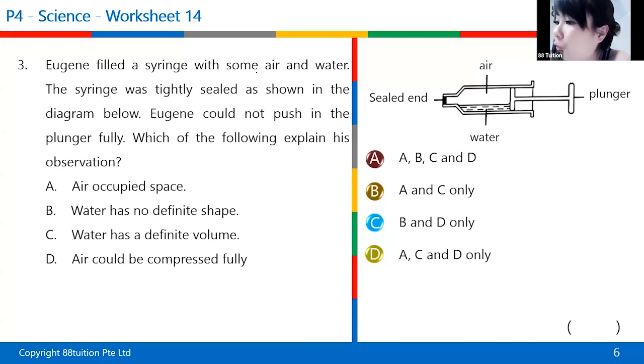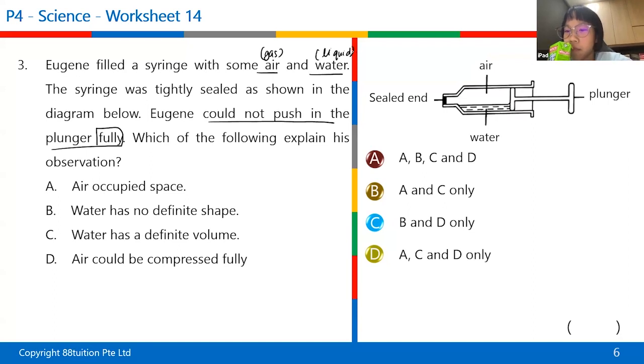Eugene filled a syringe with air and water. The syringe was sealed. And take note, Eugene could not push the plunger fully. Which of the following explains his observation? So air is gas, water is liquid.